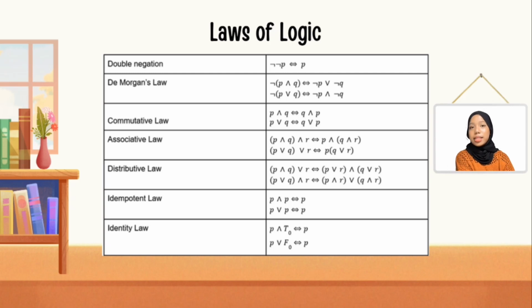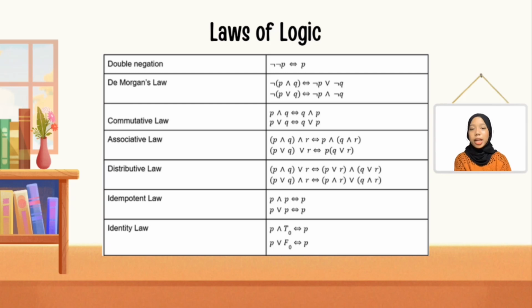The second one is De Morgan's law. The negation of a conjunction is equivalent to the disjunction of the negations, such as when we negate P and Q, equivalent to negate P or negate Q. Same goes to negate P or Q, equivalent to negate P and negate Q.